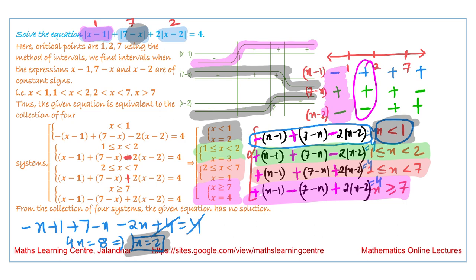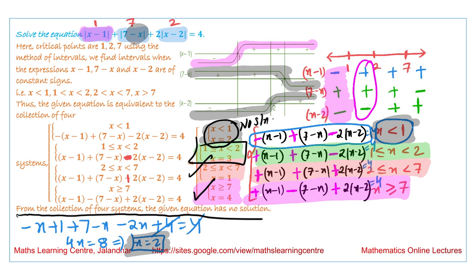So clearly, if we look at these values, we have x less than 1 and x equal to 2: no solution. In the second case, no solution. In the third case, no solution. And in the fourth case, there is no value of x. So the final answer is that from these four systems, the given system has no solution. There is no value of x for which this condition can hold.